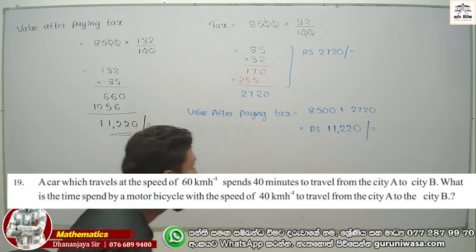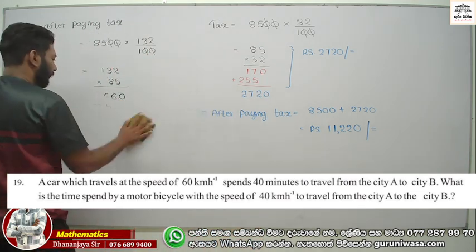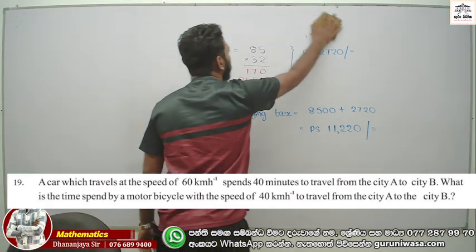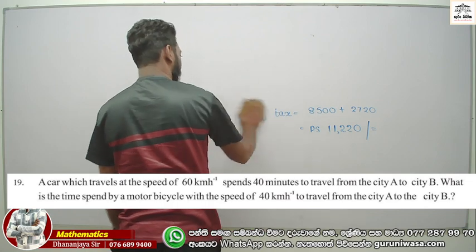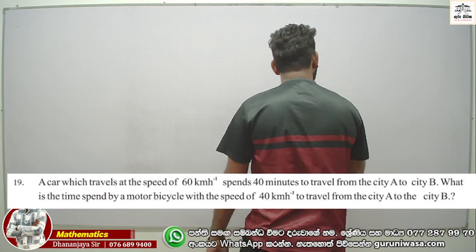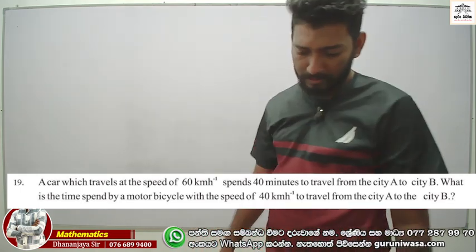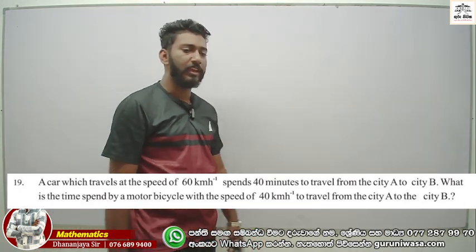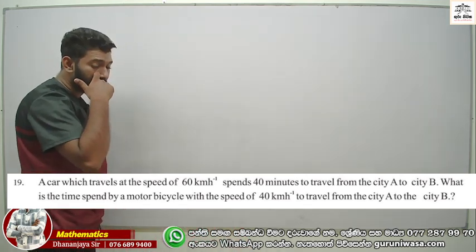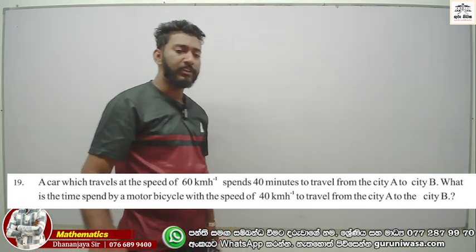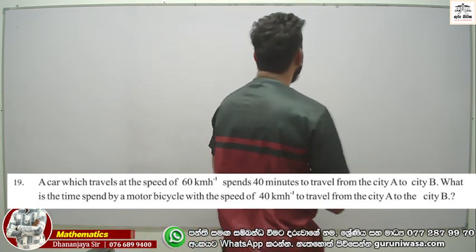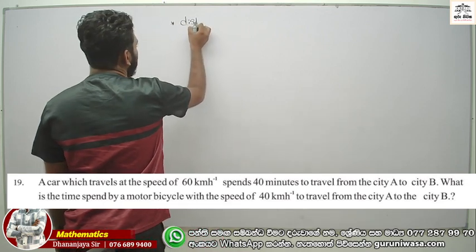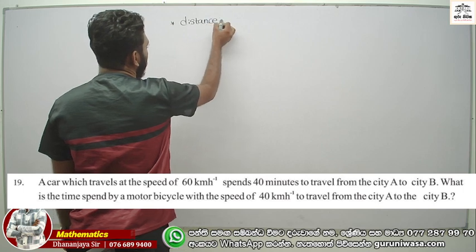Right. Time 2 minutes. A car which travels at the speed of 60 km/h minus 1 spends 40 minutes to travel from the city A to B. Now listen. Now I'm going to find the distance. Firstly, I need to find the distance. Now how to find the distance?